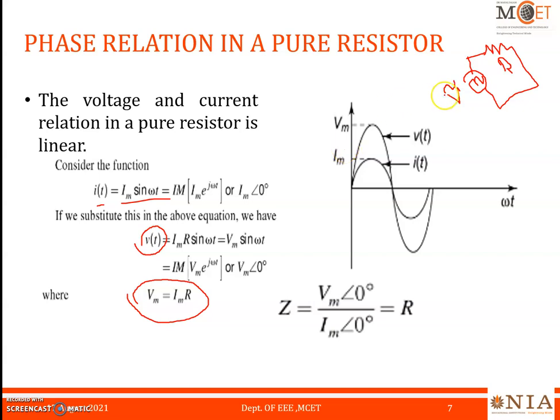That is, when you are applying an AC voltage across a pure resistor, the voltage and the current will be in phase with each other. That is, the power factor of a resistive circuit is unity. Only there will be a change in the value of amplitude. Why? Because Im is nothing but Vm by R. So depending upon the value of R, the amplitude of Im will change, but the phase will be the same for both. So this is the relationship between voltage and current in a pure resistive circuit.